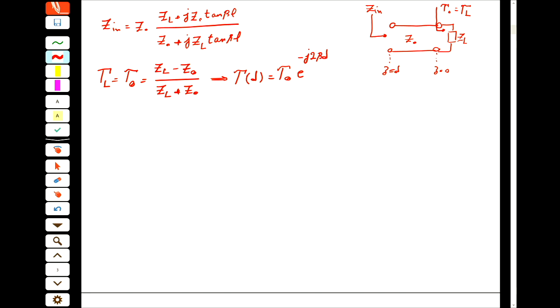In the upper equation, it is beta D, right? Tan beta L, tan beta D, L is D. Yes, here L is D. Thank you. And L equals D. At any point D, we can see that the input impedance is coming from this equation, and then the reflection coefficient is coming from this equation. Okay?